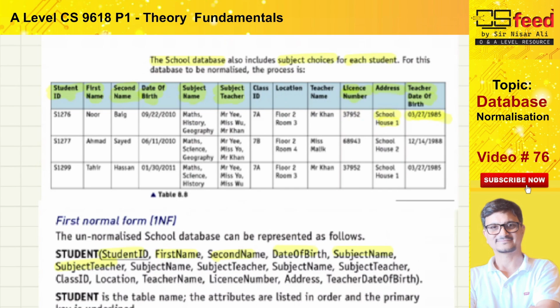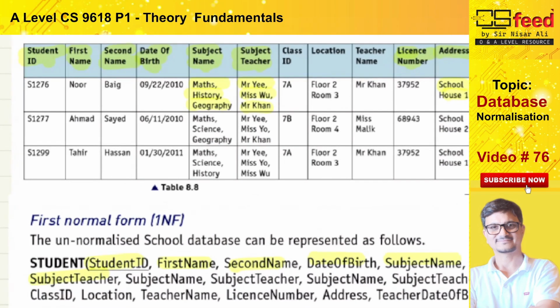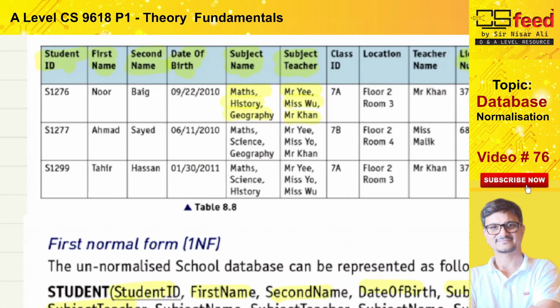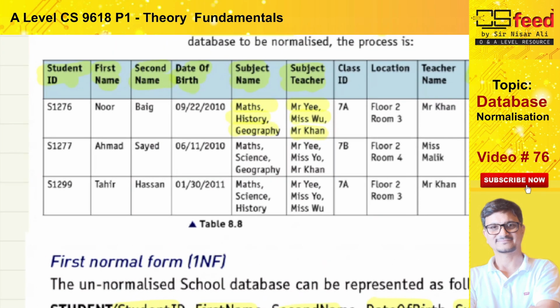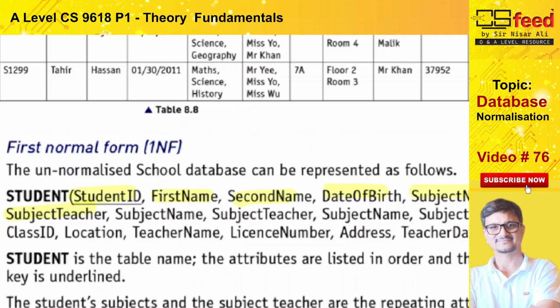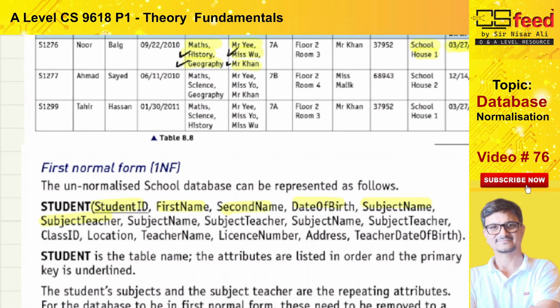Then again, subject name, subject teacher, subject name, subject teacher. We have to repeat this 3 times here. Zooming in so that you can read it again. So student ID, first name, second name, date of birth, subject name, subject teacher, subject name, subject teacher, subject name, subject teacher. So the attributes are repeating. The same thing is mentioned here.